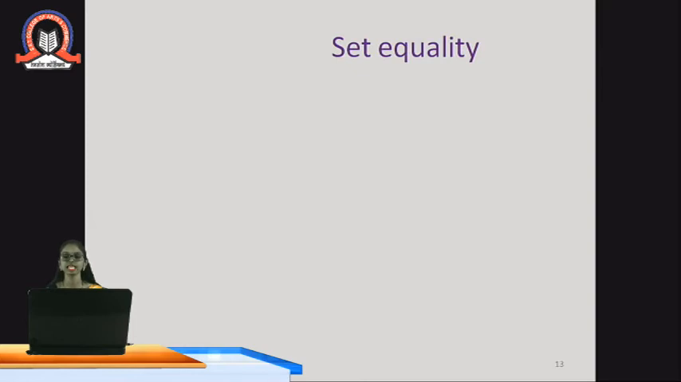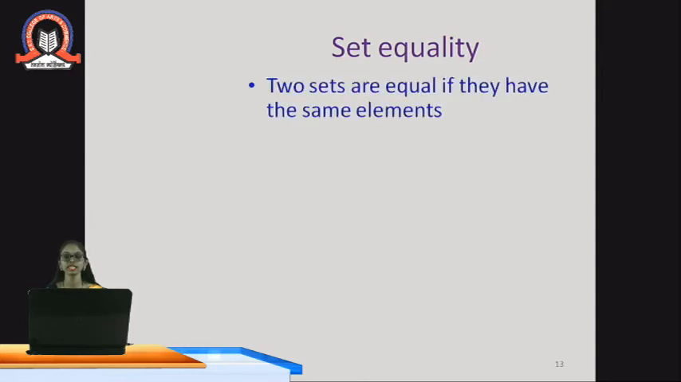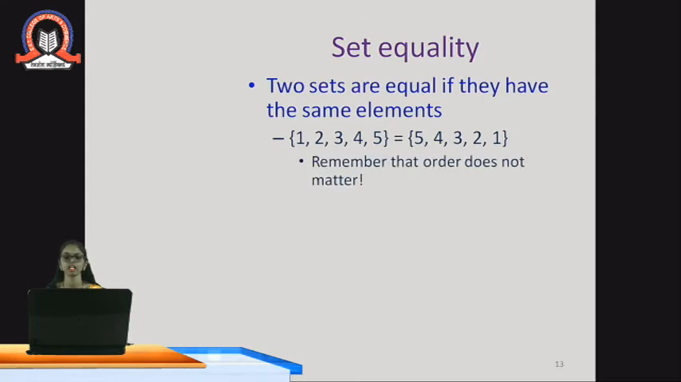Now what is set equality? Two sets are equal if they have the same elements. Means the set 1, 2, 3, 4, 5 is equal to the set 5, 4, 3, 1, 2. Order does not matter but these two sets are equal. Remember that order does not matter.